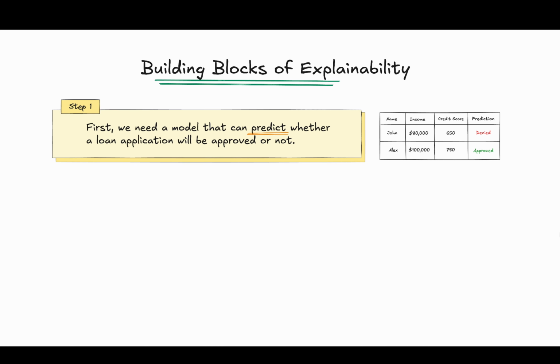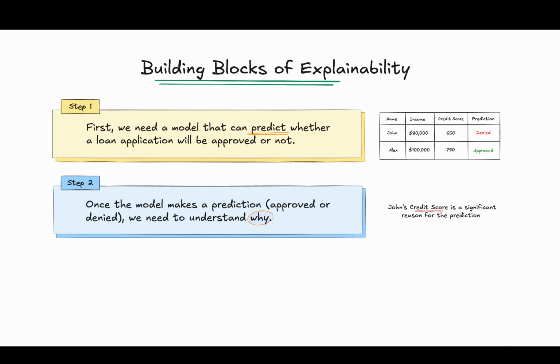Alright, now let's talk about the building blocks of explainability, and we'll break it down into three simple steps. First, obviously, we need a model that can predict something. In this case, whether a loan application will be approved or not. For example, here we have John and Alex. Based on their income and credit scores, the model predicts that Alex's loan is approved, but John's is denied.